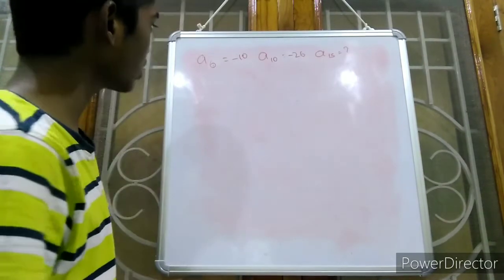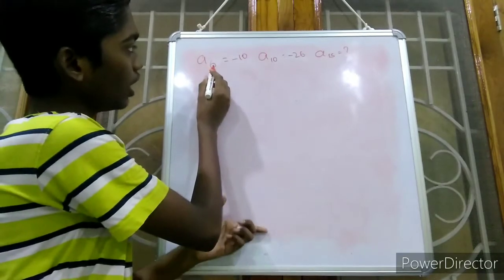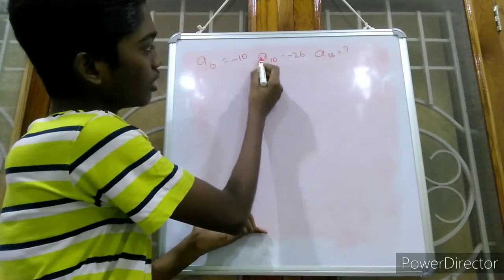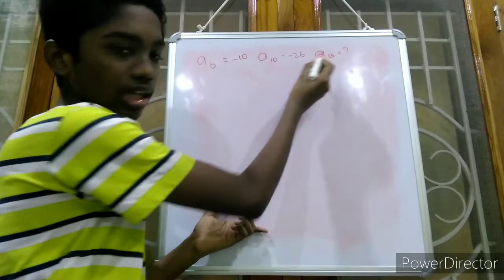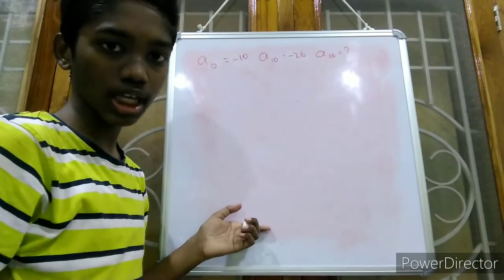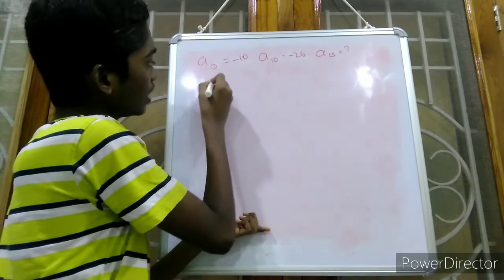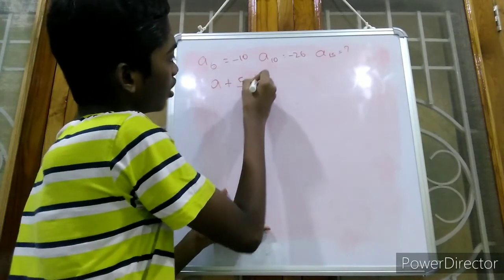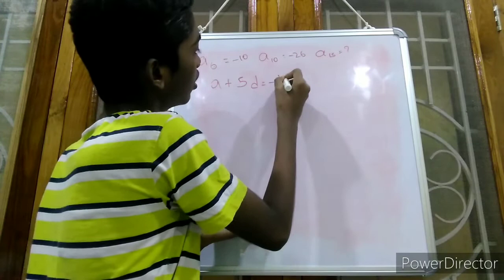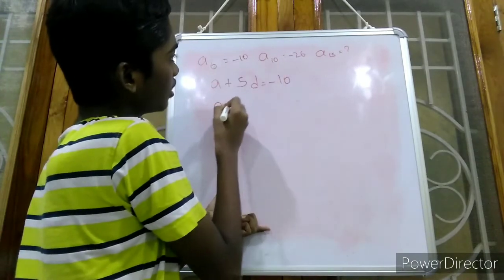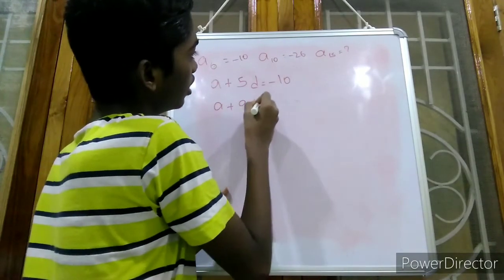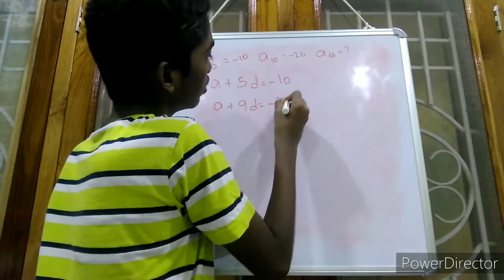So friends, the third question is: the 6th term of an AP is minus 10 and the 10th term of the AP is minus 26. Here they are asking for the 15th term of the AP. So let us find. a_6 can be written as a plus 5d is equal to minus 10. a_10 can be written as a plus 9d is equal to minus 26.